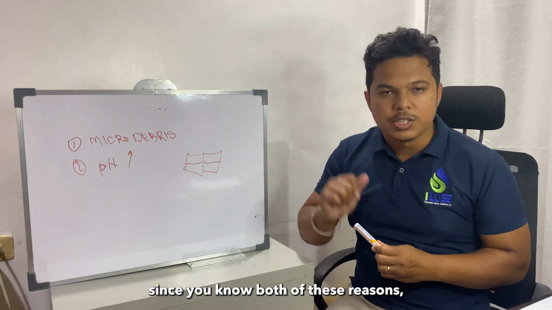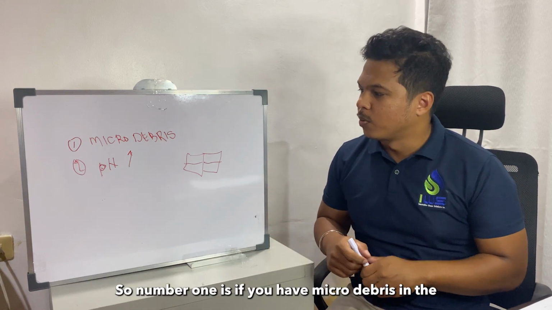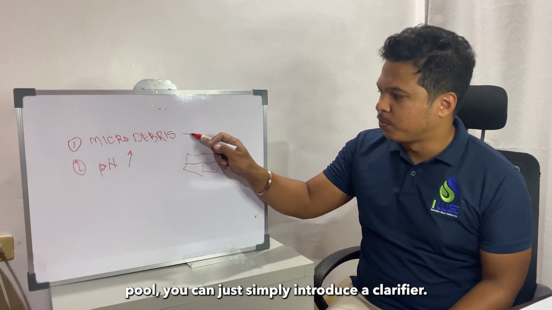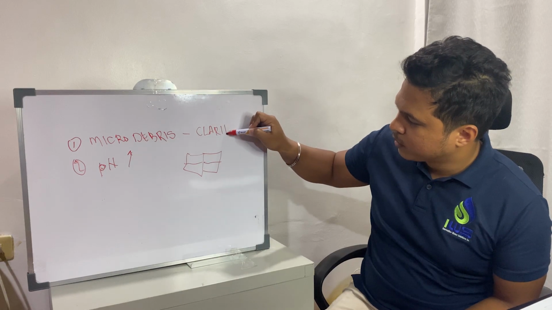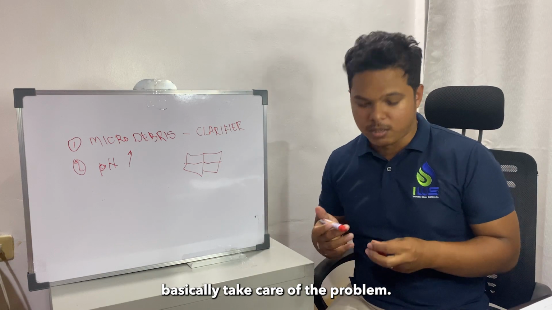Now, since you know both of these reasons, you can solve the problem. Number one, if you have micro debris in the pool, you can simply introduce a clarifier, which basically takes care of the problem.